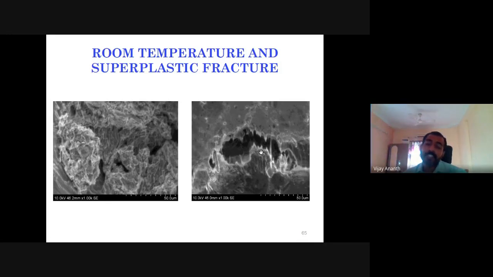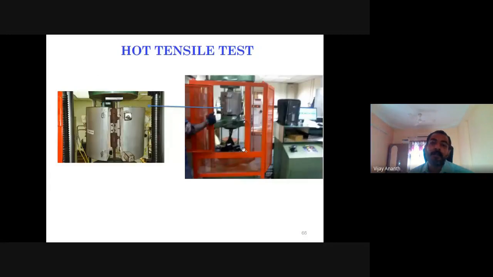So this is a superplastic forming failure. This component failed through superplastic forming. Each and every one is a grain boundary failure. This is one boundary, this is another boundary. The component failed along these grain boundaries. It is very much visible in this diagram.